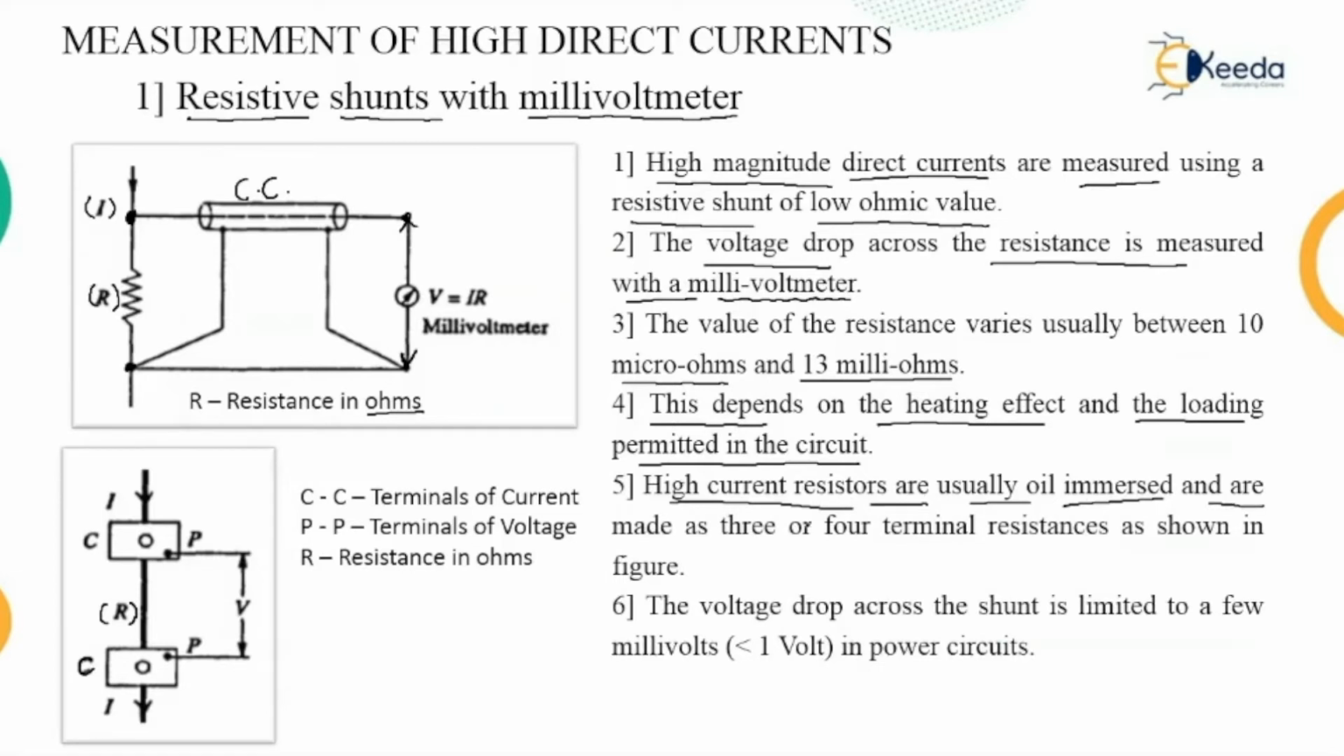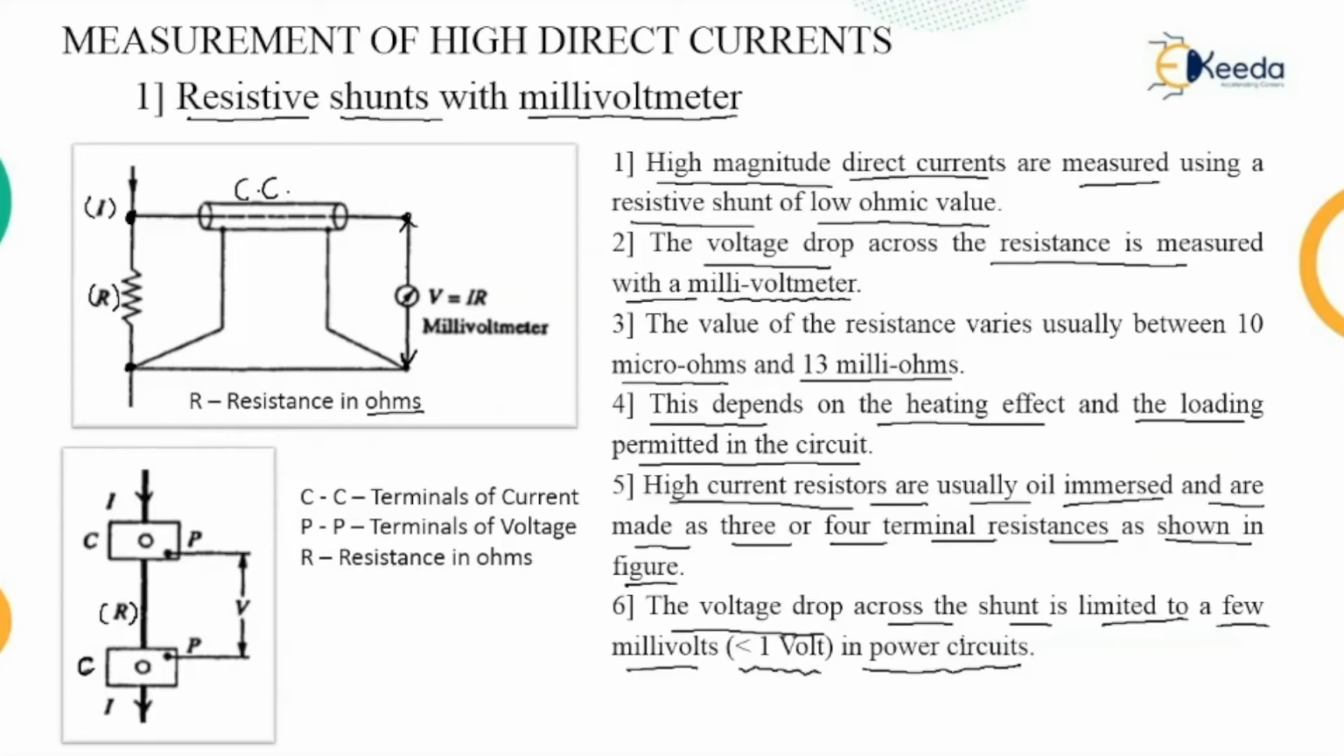This particular circuit is made up of 3 or 4 terminal resistances that you can see in the figure. If there are 4 terminals, CC are the terminals of current and PP are the terminals of voltage. This voltage drop across the shunt is limited to a few millivolts, which is less than 1 volt in the power circuit. And therefore, the name given to this particular method is the resistive shunt with millivoltmeter.